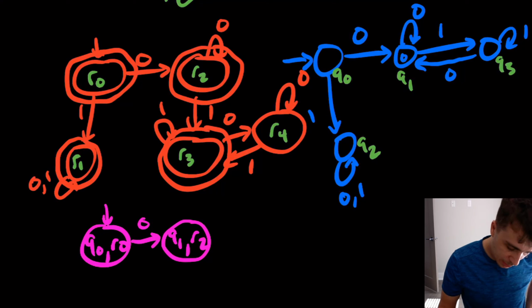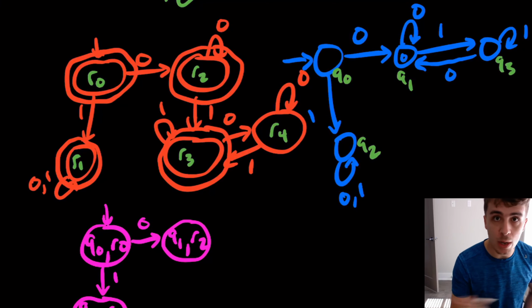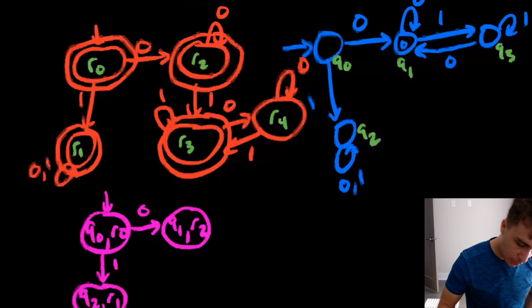If I take a 1 from here, where do I go? I go to R1, Q2. Okay, yeah, so this one closes up nicely. So Q2, R1, and this will self-loop on everything. And this one should not be a final state because this one's not final. And that means it started with a 1, therefore we shouldn't accept. So that's good so far.